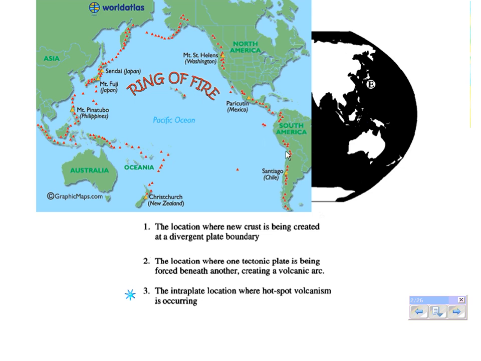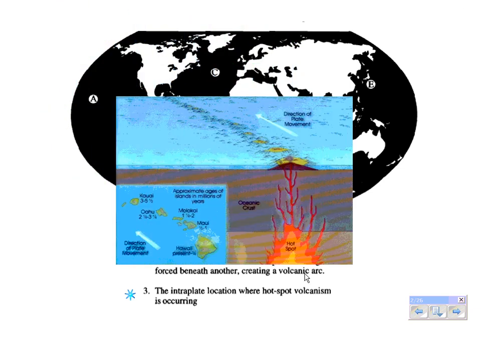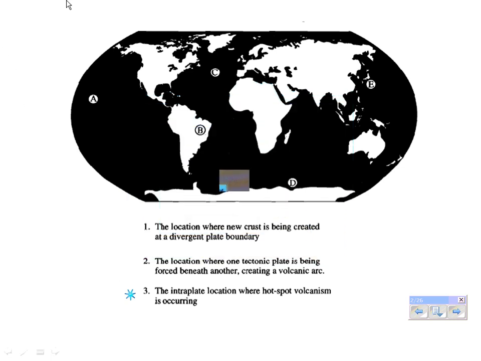We have the ring of fire. Here you can see we have most of our volcanoes on Earth. And then this is also showing you a hot spot. So here we have a fixed location where magma is making its way up through the crustal plate. Again, this is intraplate, meaning within the plate. And so as the top portion of the plate is moving, we're going to see a string of islands like the Hawaiian Islands or Iceland.